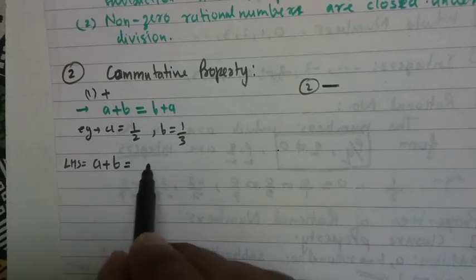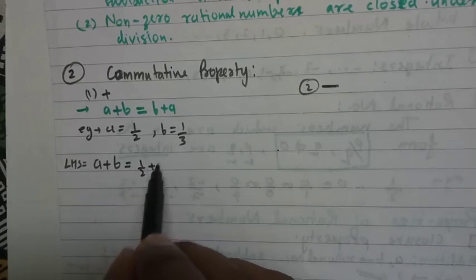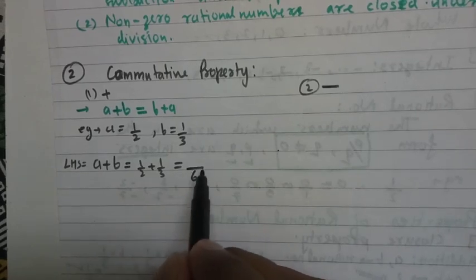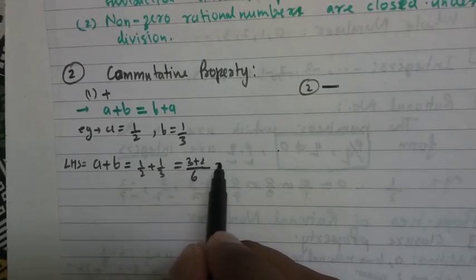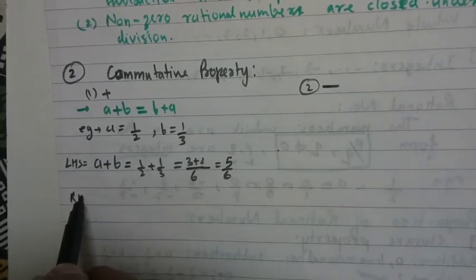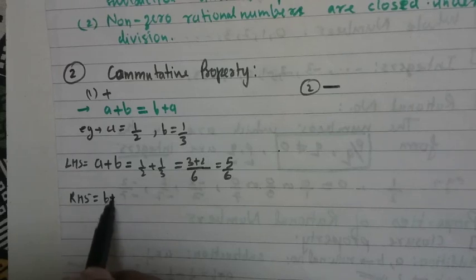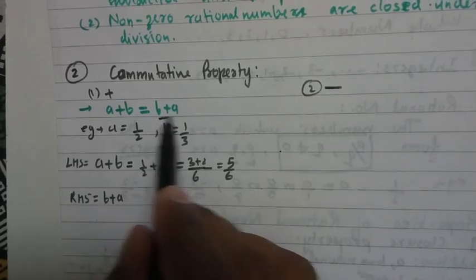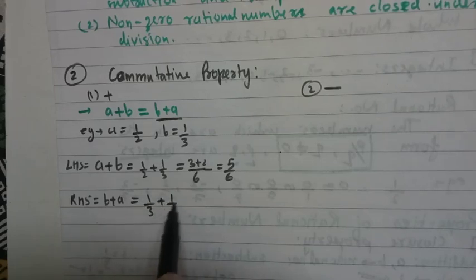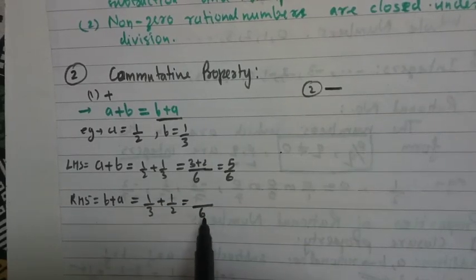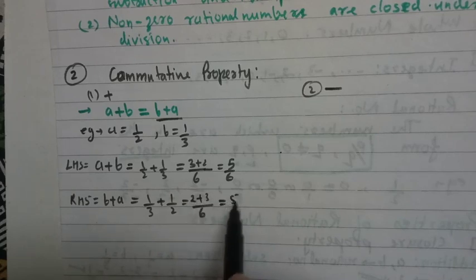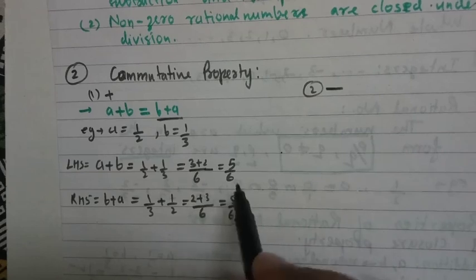So this will come out to be 1/2 plus 1/3, which comes out to be, LCM is 6, 3 plus 2, so this is 5/6. Now let's talk about the right hand side. The right hand side is b plus a, so 1/3 plus 1/2, LCM is 6, now this will be 2 plus 3, so it is again 5/6.